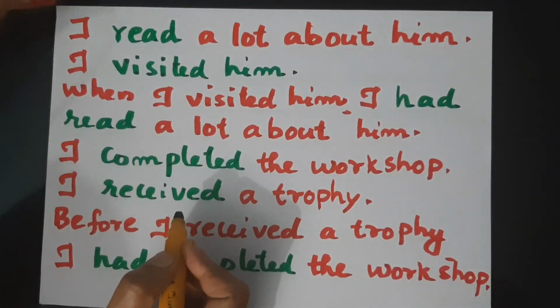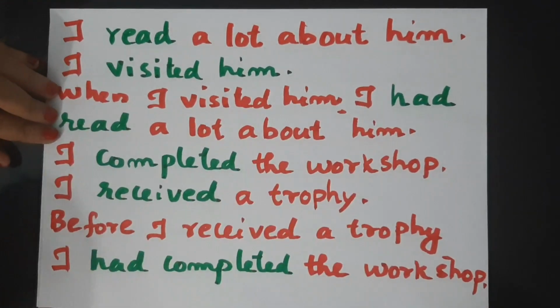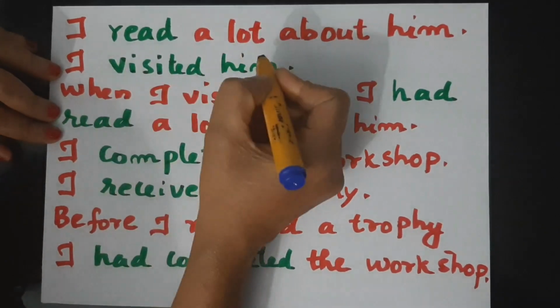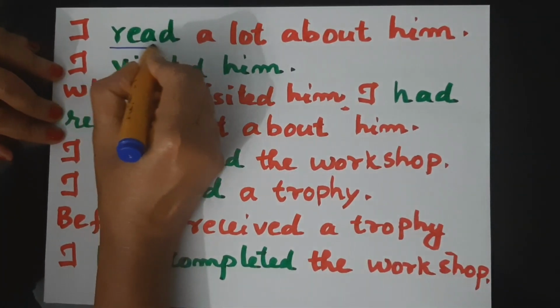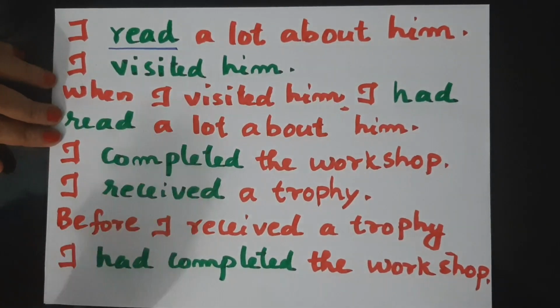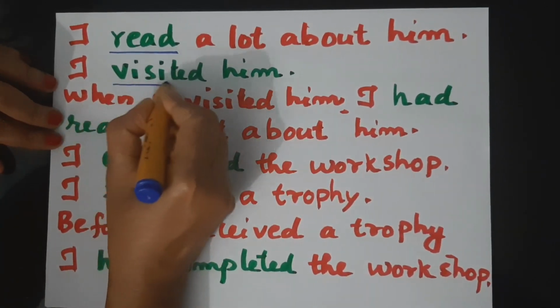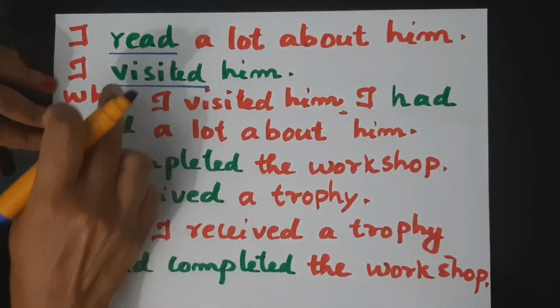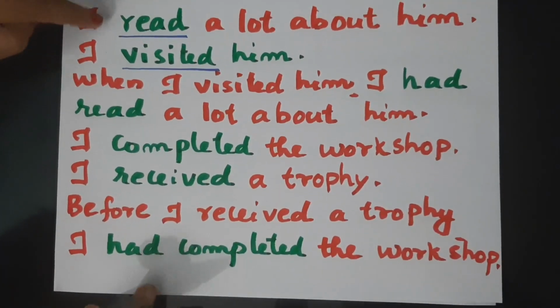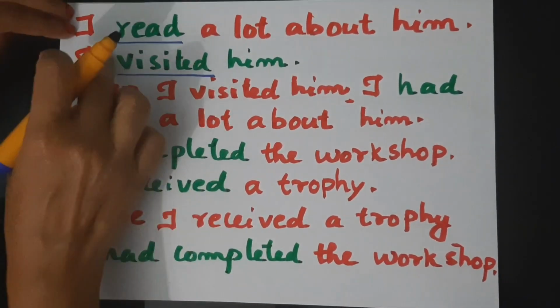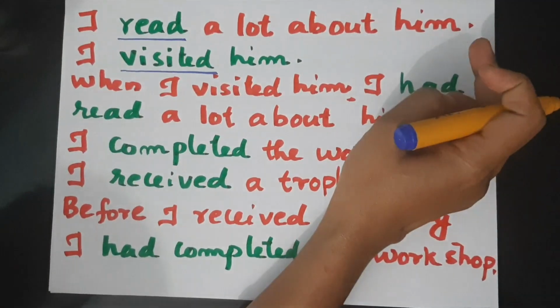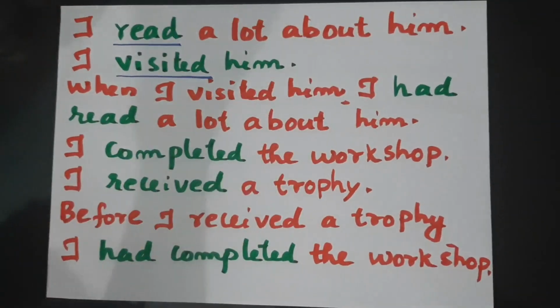Look here, two past actions are referred to here. I read a lot about him. Read, simple past. Another one. I visited him. Visited is another simple past tense. Two past actions are referred to here. I read a lot about him, simple past. I visited him, simple past.